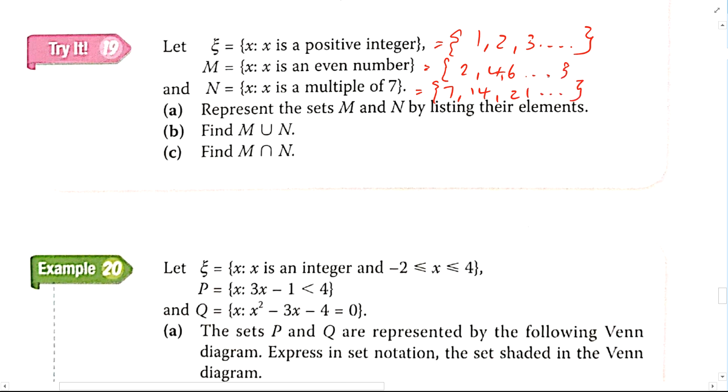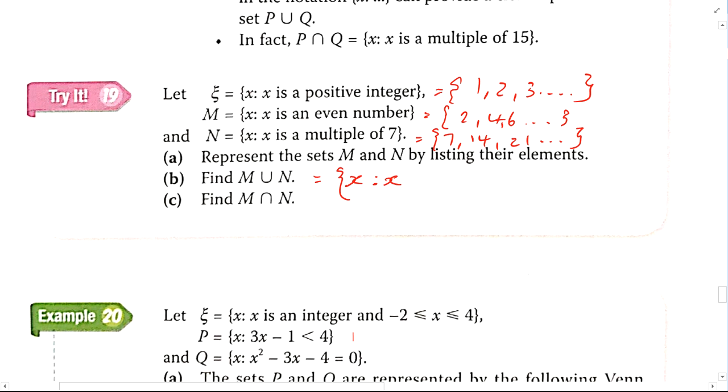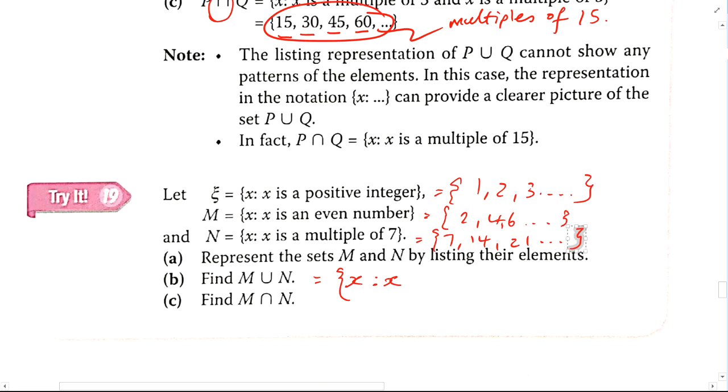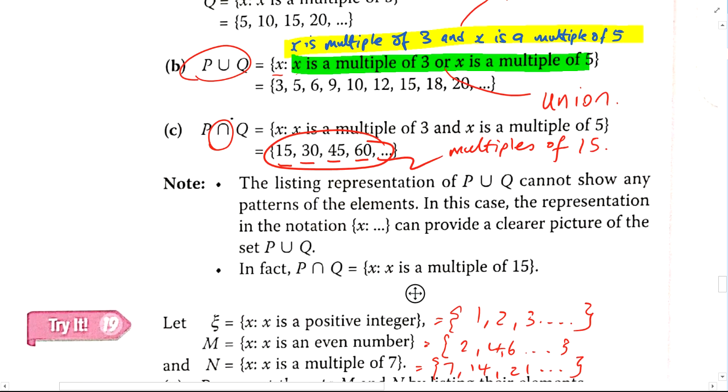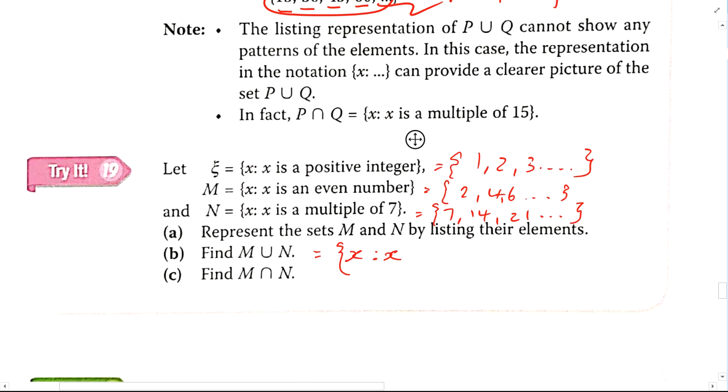M union N. So X, where X is an even number. M union N. Even number. Anything else? Or, okay, or multiple of 7.